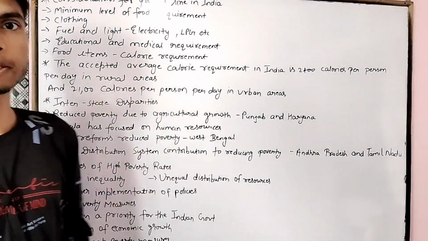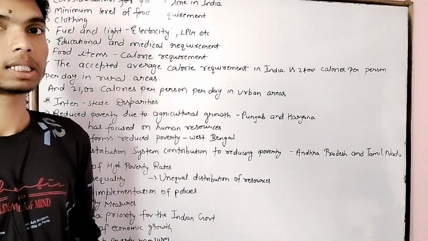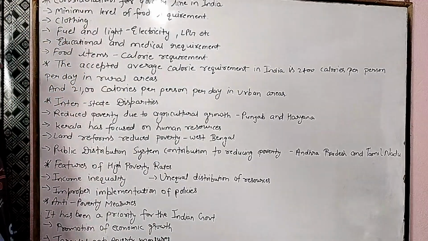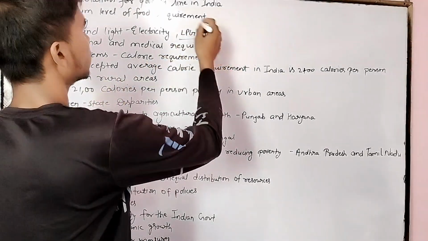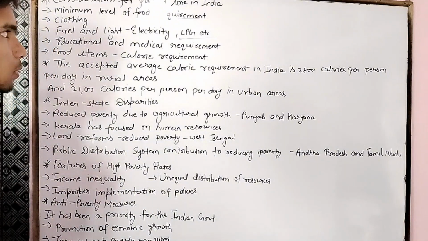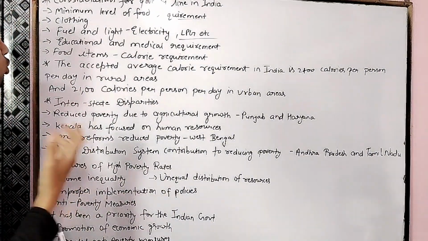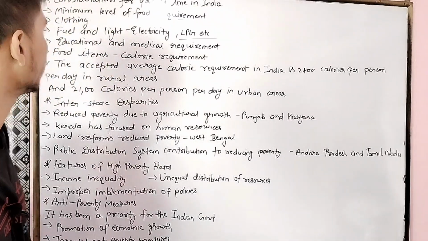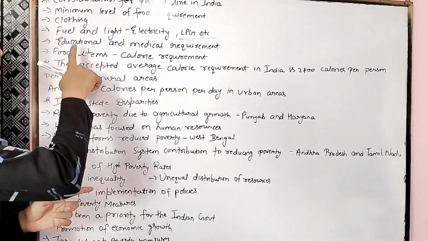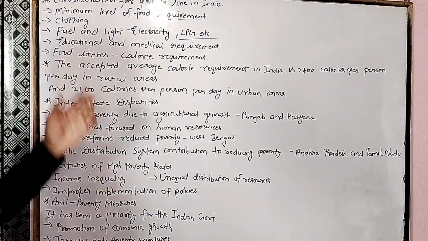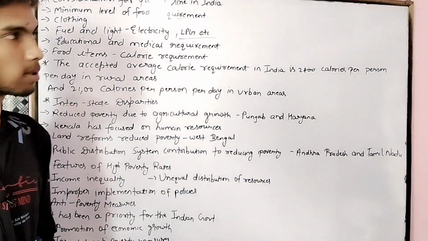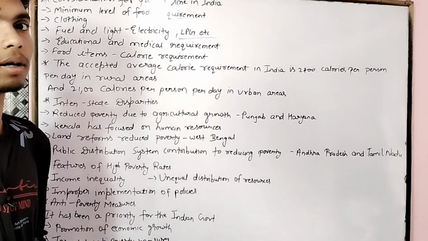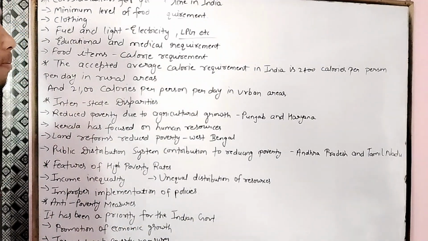LPG cylinder is used to cook food. Obviously, these are their uses. Educational and medical requirement, we have already discussed. If a common person lacks access to education and lacks access to medical requirement, then these people will be considered as being on the poverty line.